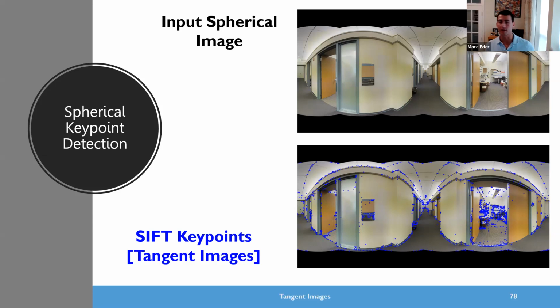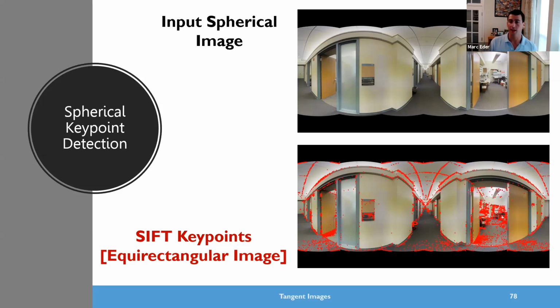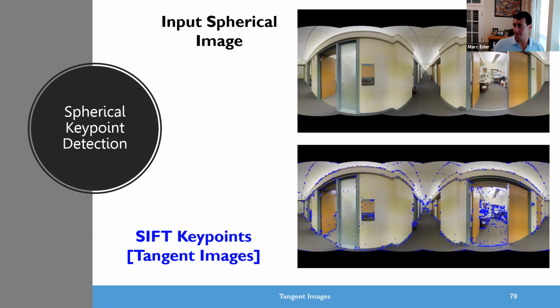There's a way to quantitatively analyze this, and I'll refer you to the paper on that. But you can see how a tangent image cleanly detects key points on the floor and the ceiling, adhering to lines.